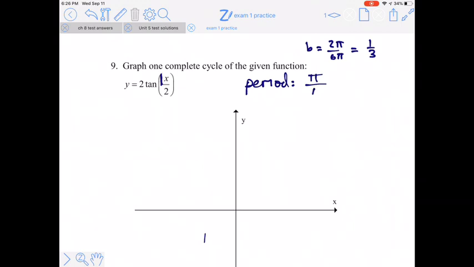So the period here is going to be pi over b. That has a coefficient of 1 over 2, so pi divided by 1/2 is 2 pi. The total distance between both vertical asymptotes has to be 2 pi. So I'm still going to put one here and one right here, but rather than calling one of them negative pi over 2 and the other positive pi over 2, if I want a full distance of 2 pi, I should call that one negative pi and positive pi. Okay.